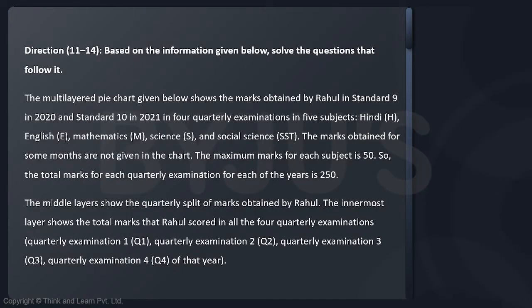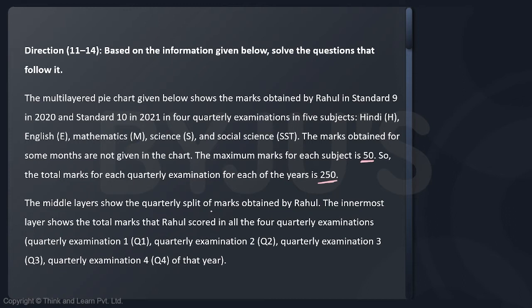Let's start talking about this set now. The multi-layered pie chart given below shows the marks obtained by Rahul in Standard 9 in 2020 and Standard 10 in 2021 in 4 quarterly examinations in 5 subjects. The marks obtained for some months are not given in the chart. The maximum marks for each subject is 50. So the total marks for each quarterly examination is 250.